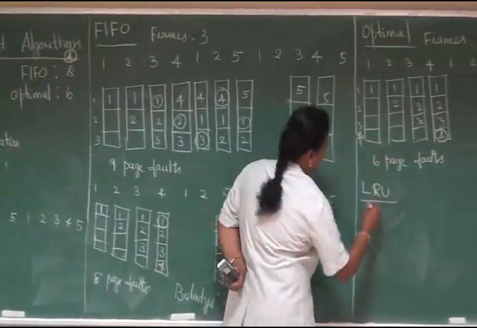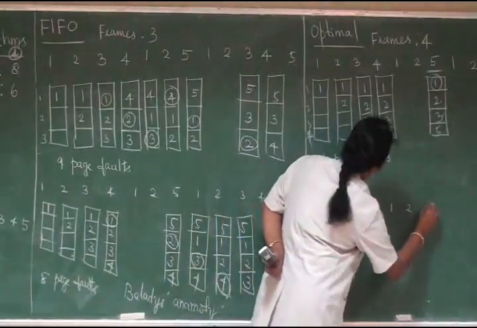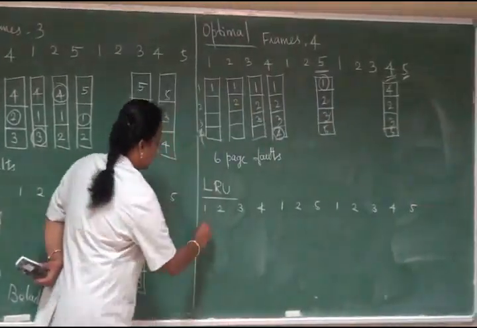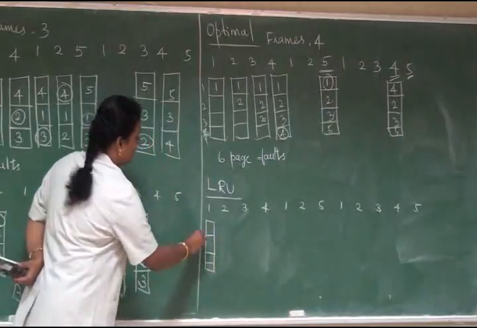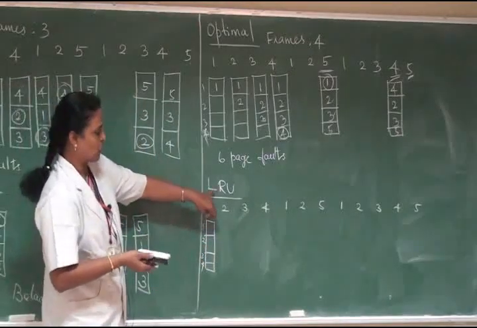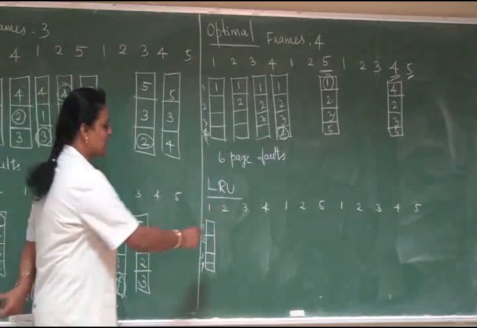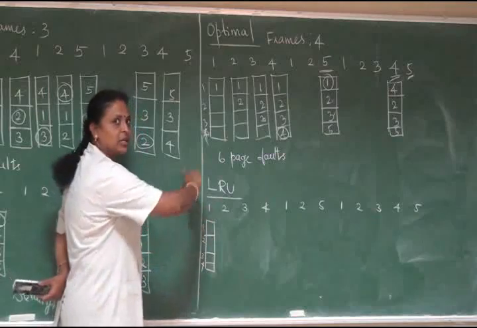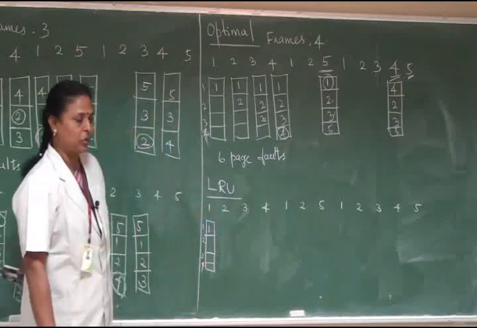And for LRU, let us consider the same example: 1, 2, 3, 4, 1, 2, 5, 1, 2, 3, 4, and then 5. So the frames allocated are 4 here. 1, 2, 3, 4. I already told you we have to select a victim page that has not been used for longest period of time. So first the program will try to access page number 1. 1 is not available here, so it will send a page fault message to operating system. So operating system will bring this page into this particular frame.